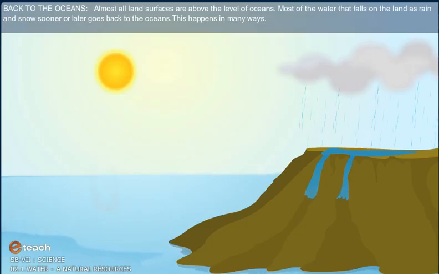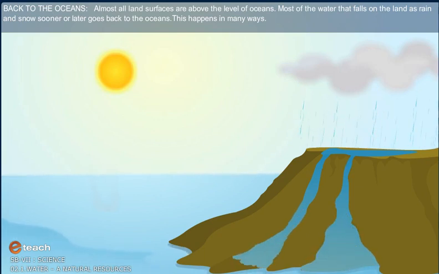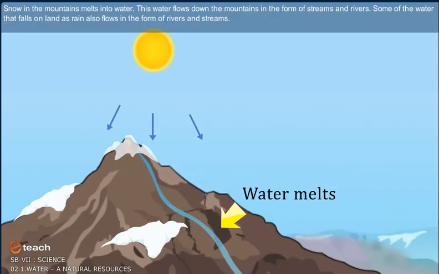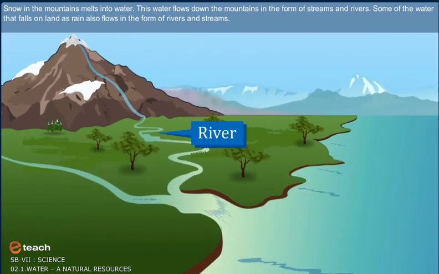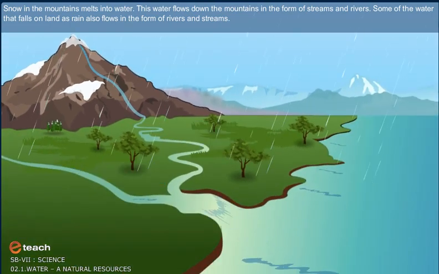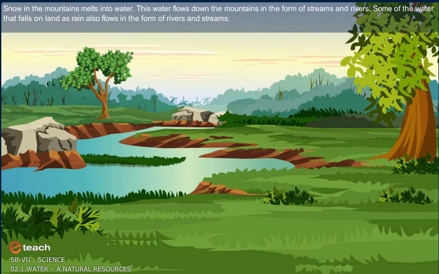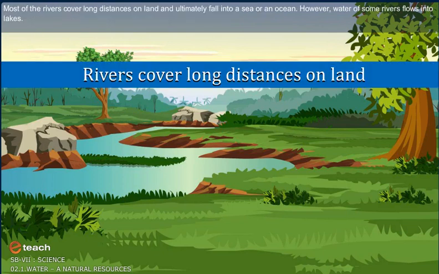Back to the oceans. Almost all land surfaces are above the level of oceans. Most of the water that falls on the land as rain and snow sooner or later goes back to the oceans. This happens in many ways. Snow in the mountains melts into water. This water flows down the mountains in the form of streams and rivers. Some of the water that falls on land as rain also flows in the form of rivers and streams. Most of the rivers cover long distances on land and ultimately fall into a sea or an ocean.